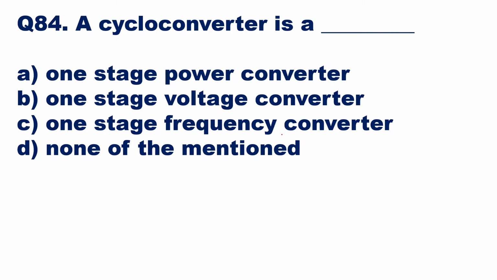So in a cycloconverter, what we are doing is converting AC to AC. But when we are converting AC to AC, the frequency of the input AC can be varied at the output. So we are going to vary the frequency. So it can be a one stage frequency converter. So option C will be the right answer.